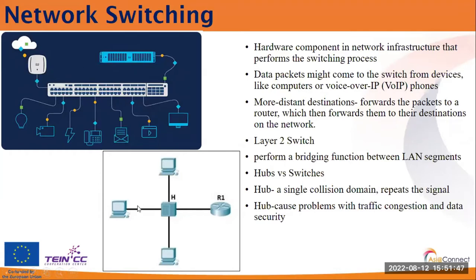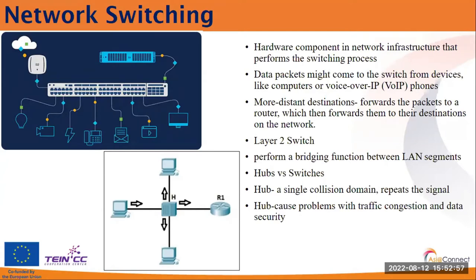You can see here a hub is connected with three PCs and also a router. This is a LAN in which all the hosts connect to a hub. As mentioned previously, a hub creates only one single collision domain, so the chance for a collision to occur is high. The hub simply repeats the signal. If this PC is sending any packet or signal, the hub only repeats the signal out all the ports, except the one from which the signal is being received. So no frame filtering takes place here. Please clearly remember, no frame filtering takes place. This can cause problems with traffic congestion or data security.